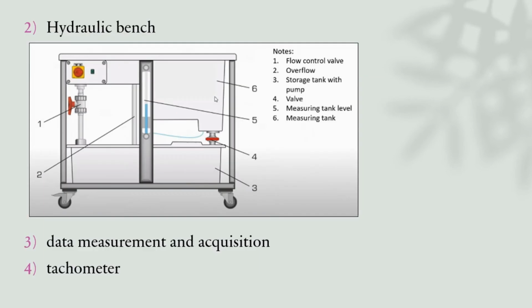The second component is the hydraulic bench, which consists of the flow control valve. Second is the overflow, third is the storage tank with pump, fourth is the valve, fifth is the measuring tank level, and the last one is the measuring tank.